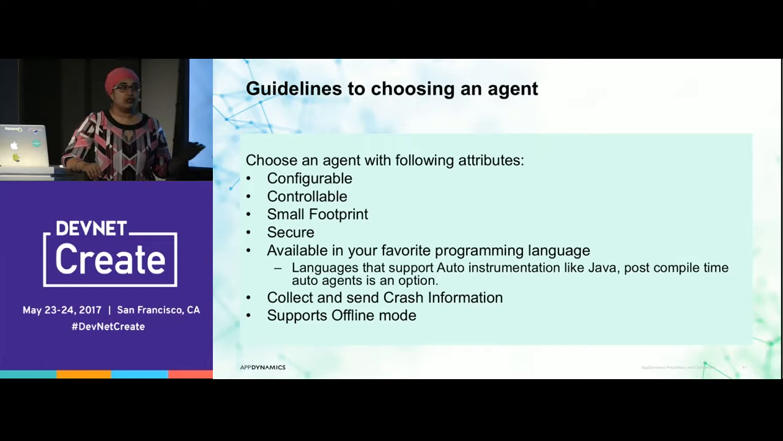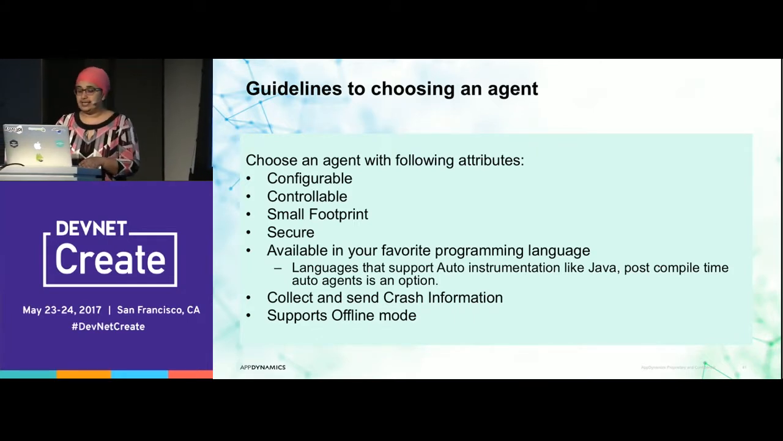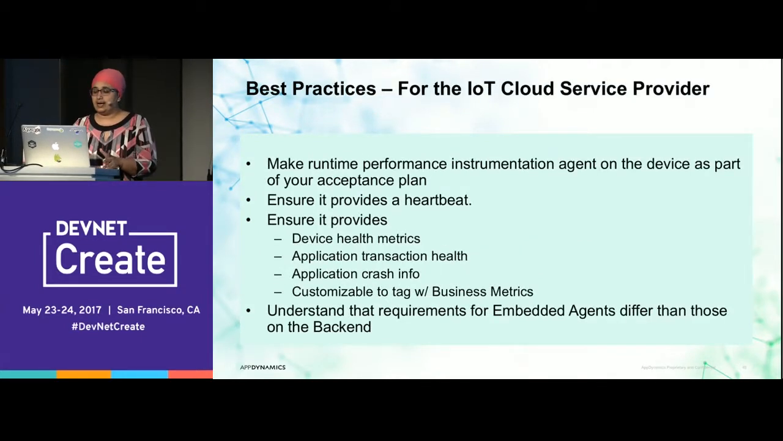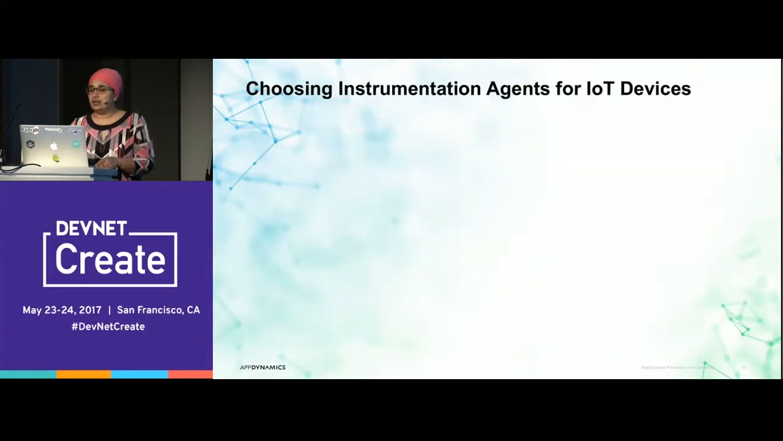The same thing is not true on the embedded agent side, right? Here, the developers and the device owners want completely configurable agents, should be able to control when I'm sending my data, when I'm not, small footprint, of course, naturally secure, collect and send crash data. I think I've gone over this best practices for IoT cloud service.